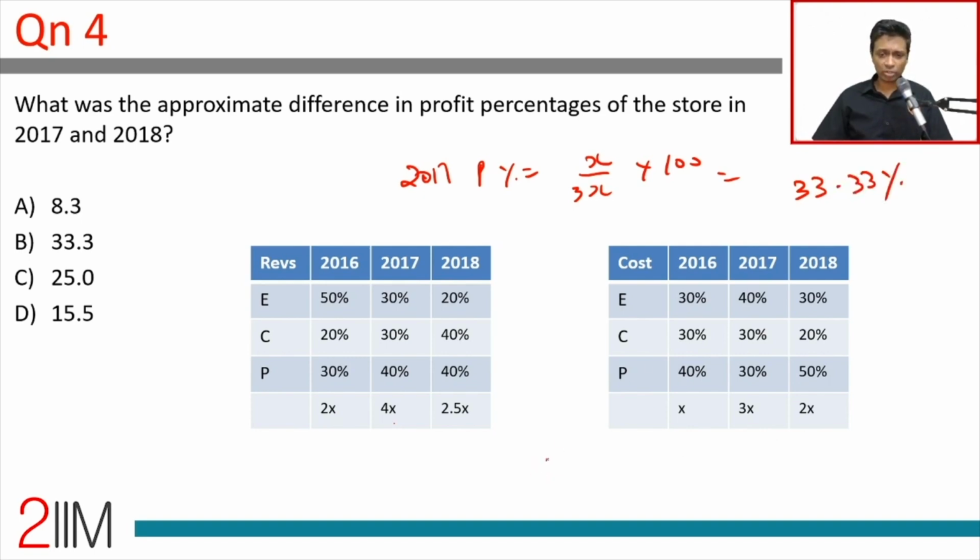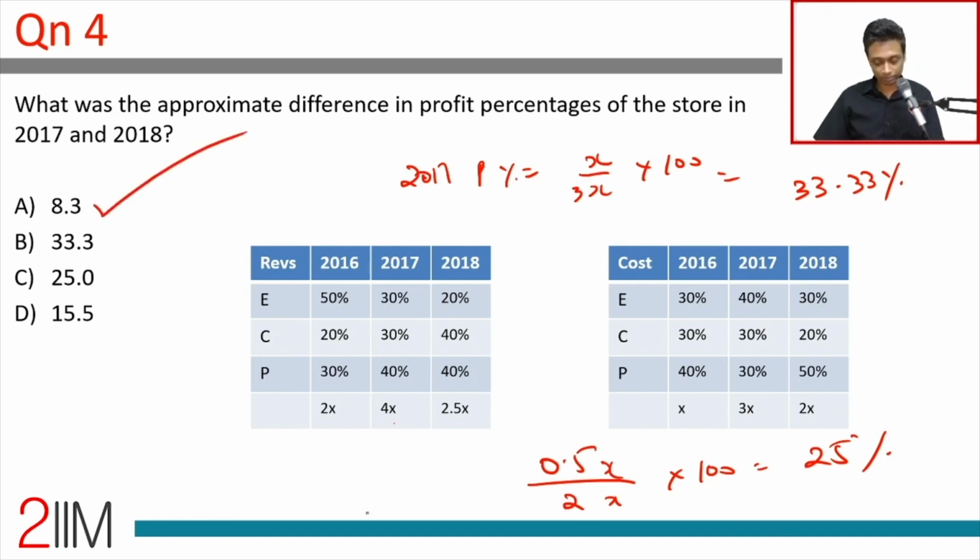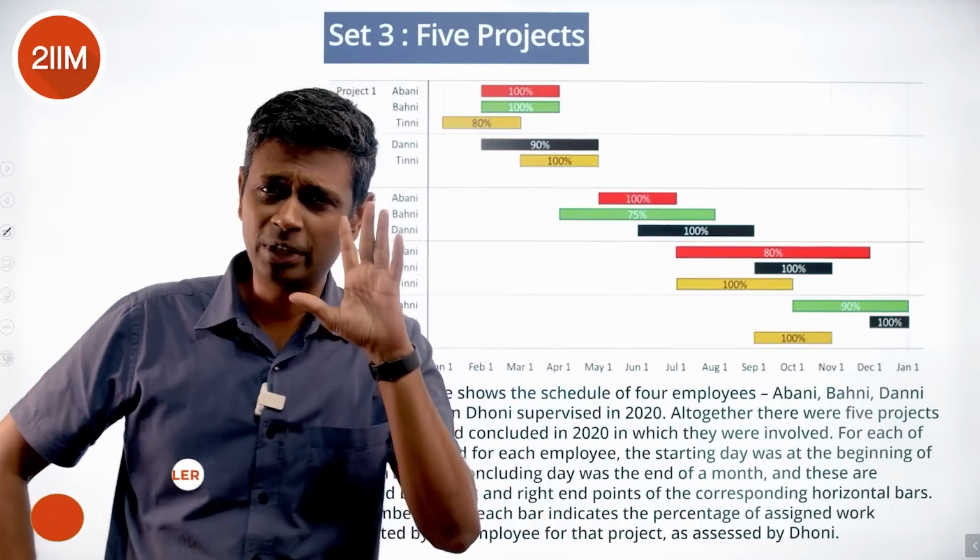2018 profit is 0.5X, cost is 2X. 0.5X by 2X into 100 is 1/4, which is 25%. What is the percentage profit? The difference between 25% and 33.33% is 8.33%. Done. This is a far simpler set. Lovely set.